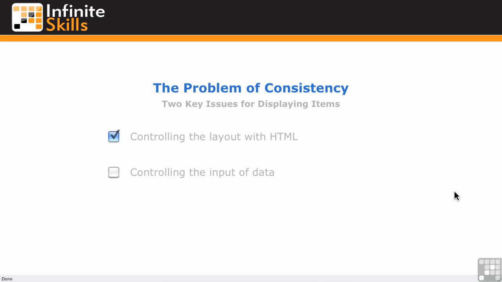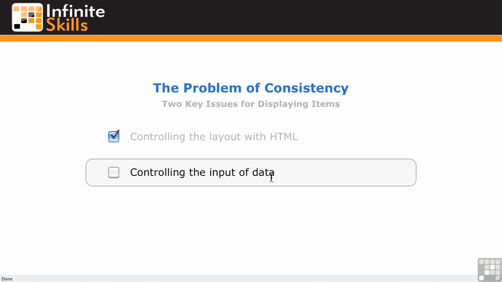Now we've solved the first problem of consistency, that is how to control the layout using HTML and those division or div tags that we talked about. Now the problem is, how do we control the input of the data so that what you do a month from now or someone you hire 6 months from now is going to input some data? How do you make sure that it gets put in properly and consistently? So let's talk about controlling the input of data.